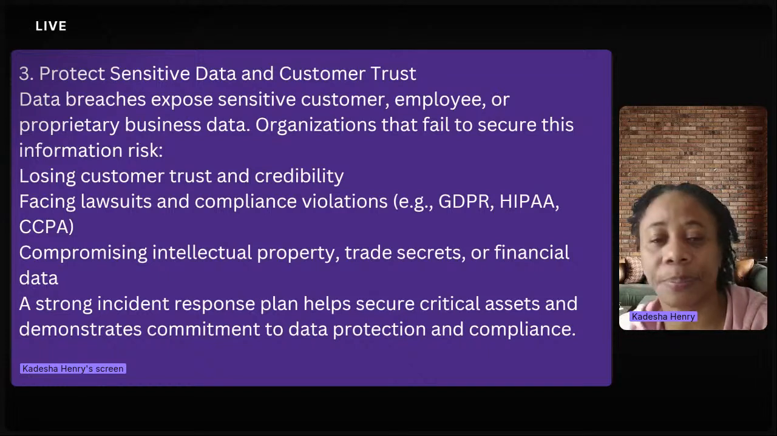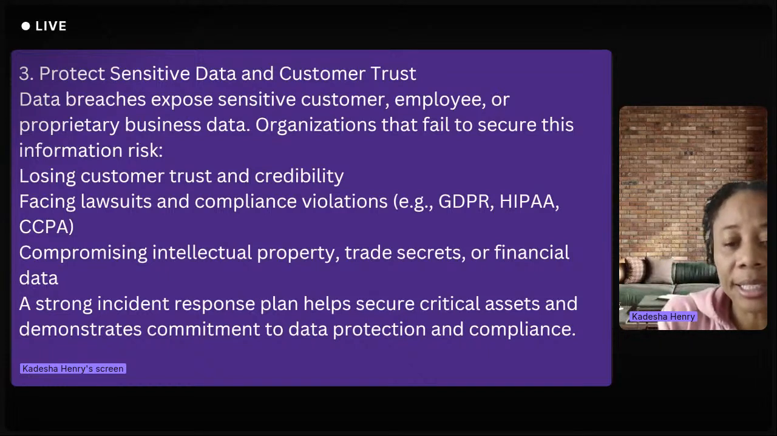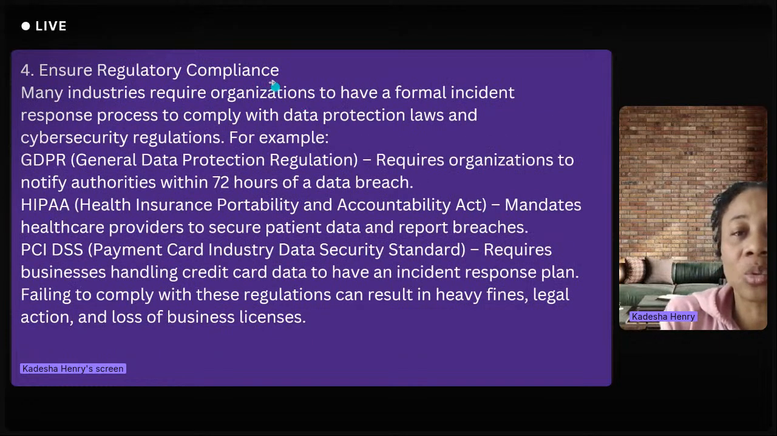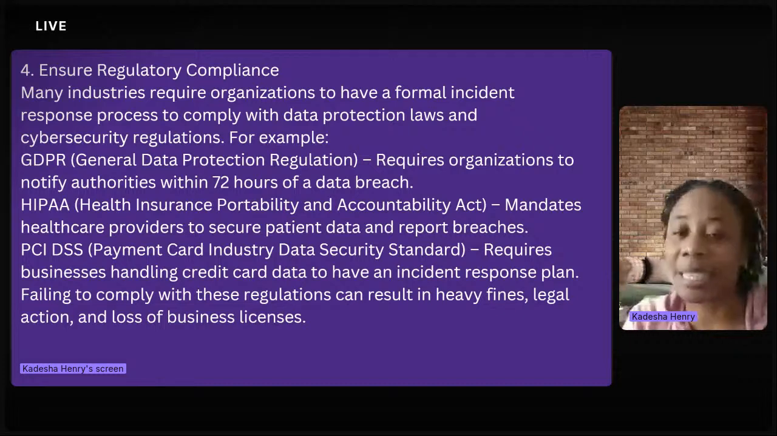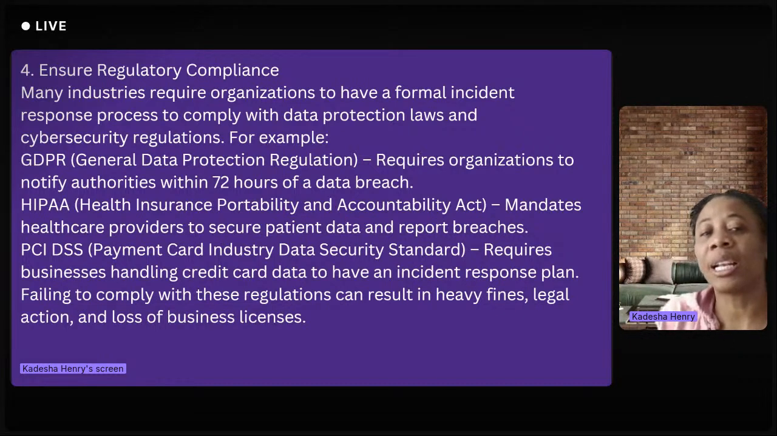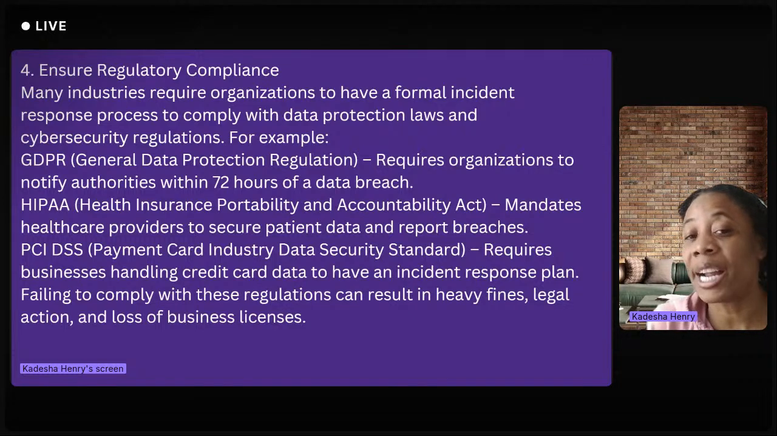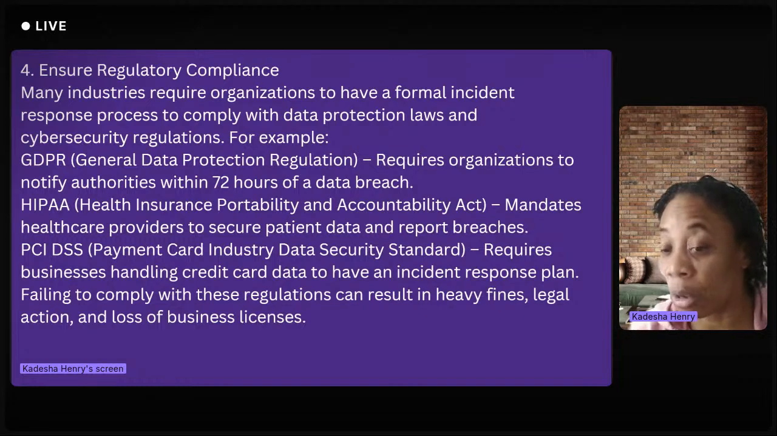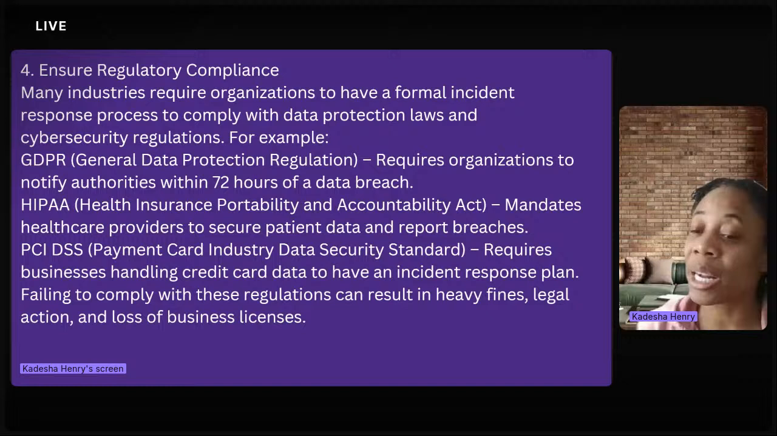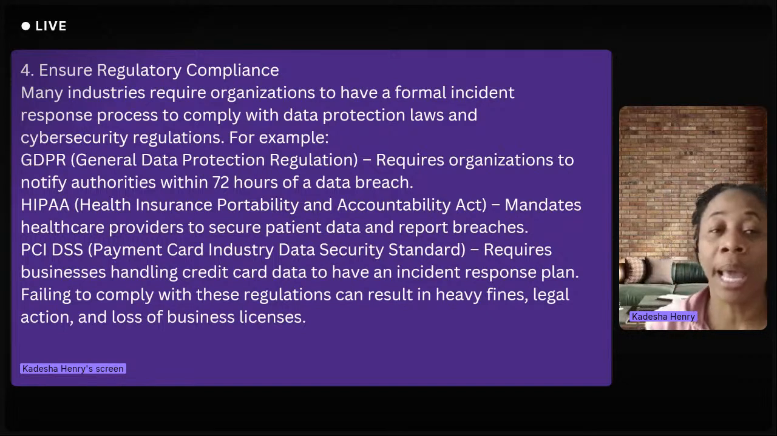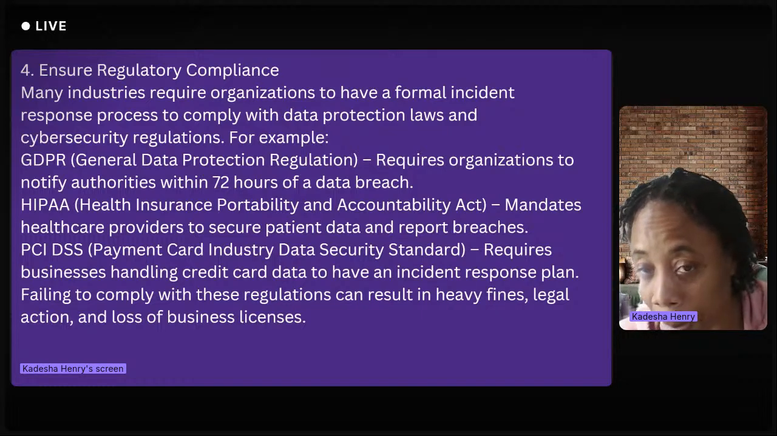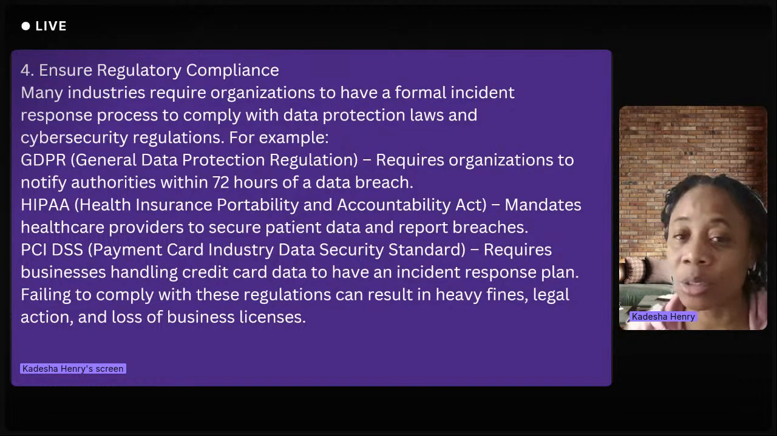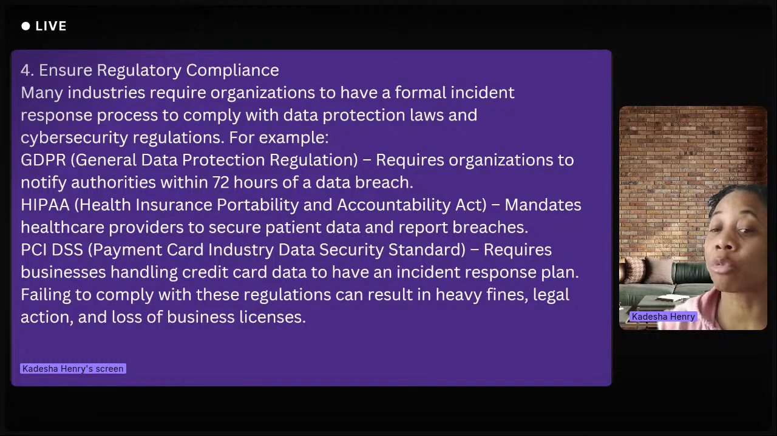Do you understand that? So let's look at another concept of why. So let's look at this one. The other reason we need an incident response plan is to ensure regulatory compliance. Many industries require organizations to have a formal incident response process to comply with data protection laws and cybersecurity regulations, right?